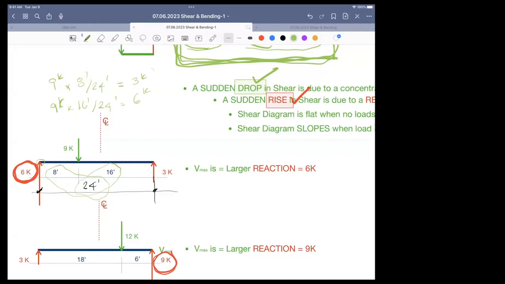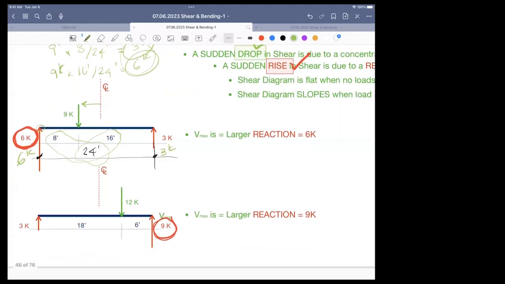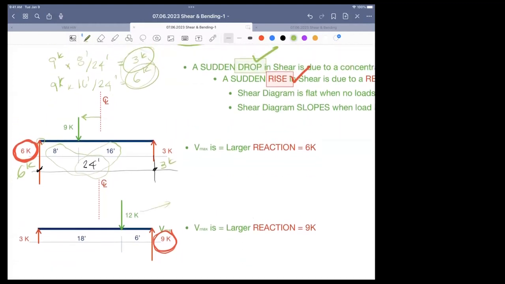So my reactions are 3 and 6, but wait a minute, you passed the center line to the left. Well, then the left reaction is bigger than the right. Your two reactions are 6 and 3. Okay, I must be 6. You are 3. Let's try that again. Let's try it over here.